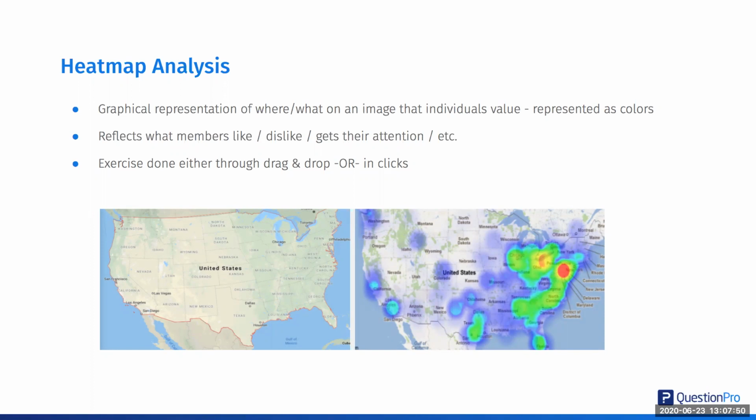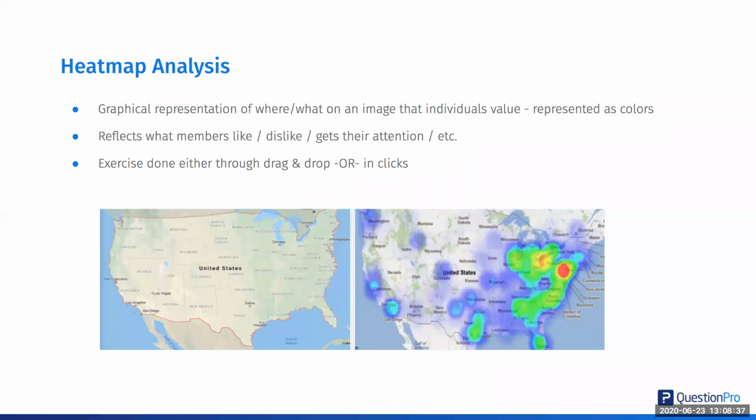Basically, again, this could apply to maps, like in this example here, or it can apply to web pages or advertisements. And it basically reflects what members like or dislike, what gets their attention, and so forth. You can ask many different questions that involve heat maps or hotspot image testing. And what's cool with heat map analysis is that this kind of exercise can involve either dragging and dropping, or clicks. So what does it look like? When doing the analysis, you want to have an instant feel for your audience's behaviors or values just by visually understanding what gets their attention.